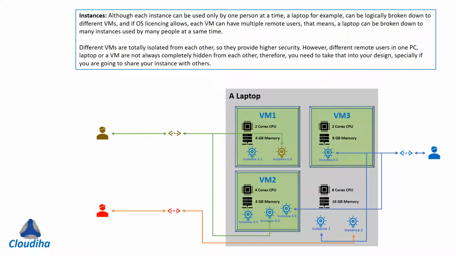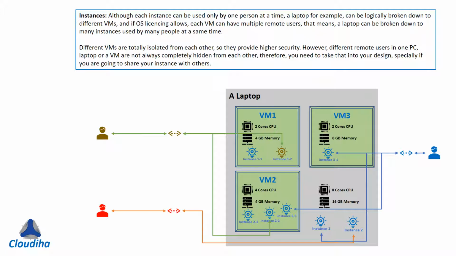Although each instance can be used only by one person at a time, a laptop for example can be logically broken down into different VMs. And if OS licensing allows, each VM can have multiple remote users. That means a laptop can be broken down into many instances, used by many people at the same time.